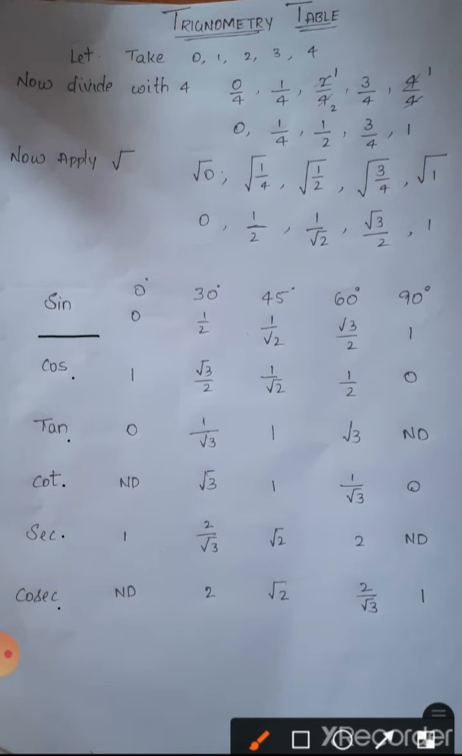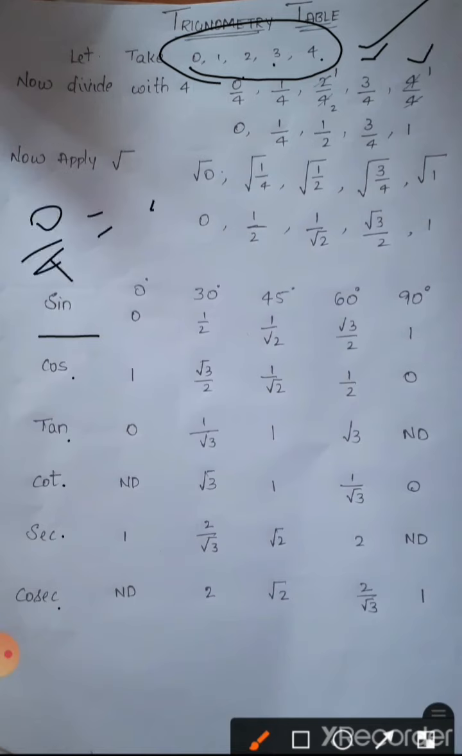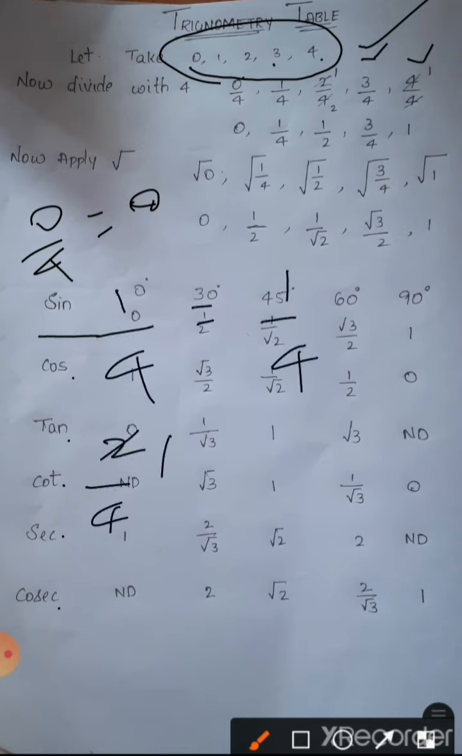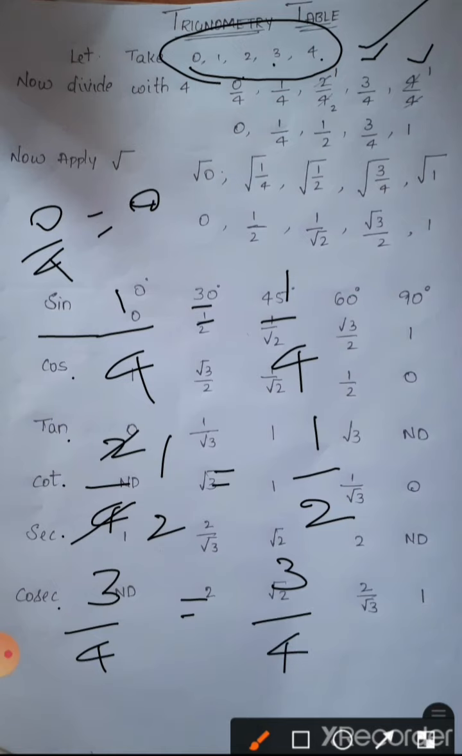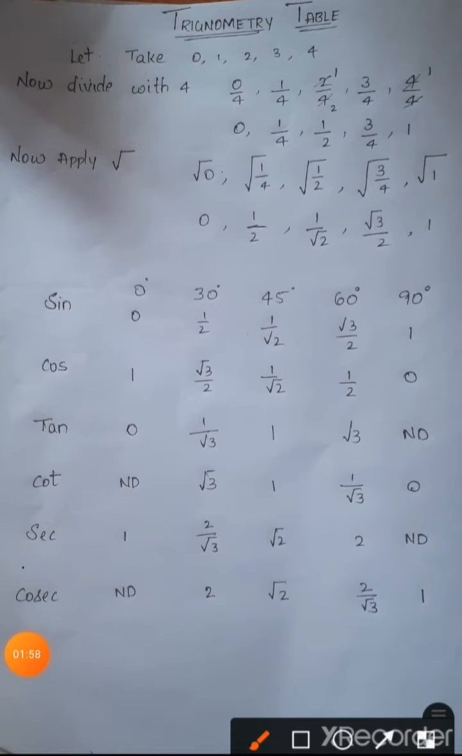Let's take five numbers: 0, 1, 2, 3, 4. Now divide these numbers by 4: 0 by 4, 1 by 4, 2 by 4, 3 by 4 and 4 by 4. So 0 by 4 is equal to 0, since 0 divided by anything is 0. 1 by 4 stays 1 by 4. 2 by 4 gets cancelled by 2, giving 1 by 2. 3 by 4 does not change. And 4 by 4 is 1. So after dividing by 4, we got 0, 1 by 4, 1 by 2, 3 by 4, 1.